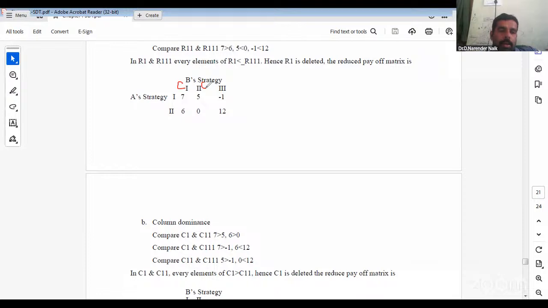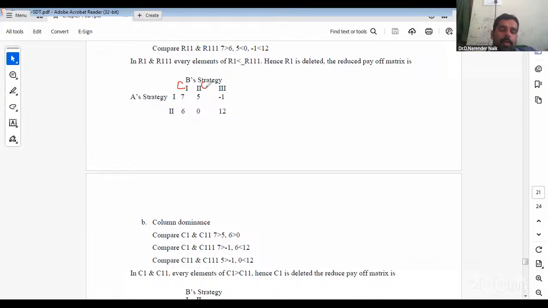7 greater than 5, 6 greater than 0. Then C1 and C3: 7 greater than minus 1, 6 less than 12. C2 and C3: 5 greater than minus 1, 0 less than 12. So in C1 and C2, every element of C1 is greater than C2, hence C1 is deleted.